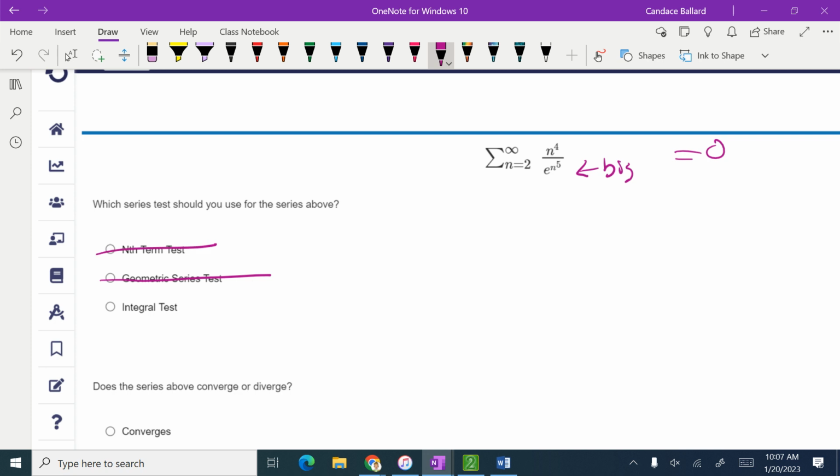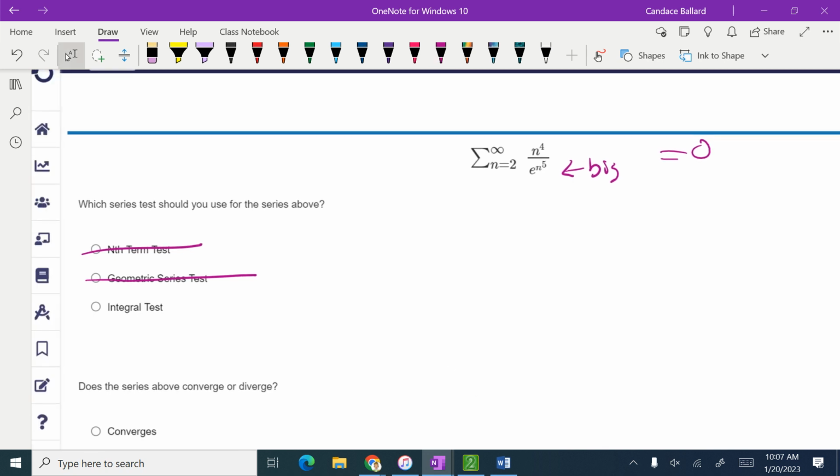Inconclusive. So now I'm stuck. I have to do the integral test. So we're practicing one more integral test for you, which is not a bad thing. All right, let's put in our function. I'm going to expand it, write it off here, and erase that mess.